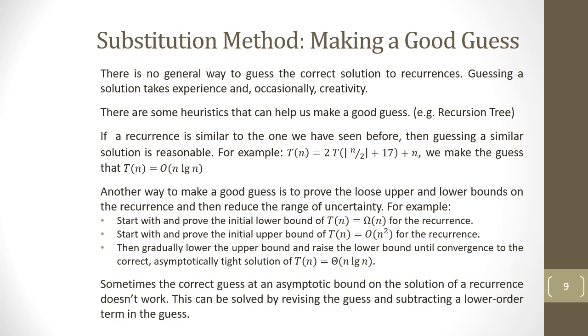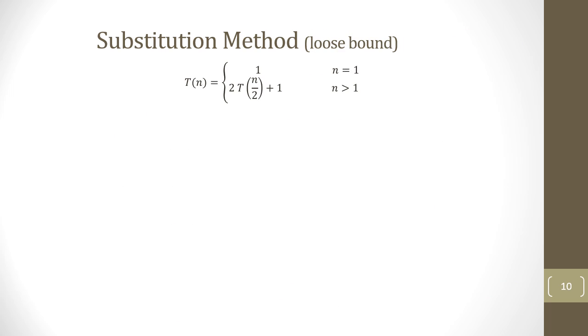Sometimes the correct guess at an asymptotic bound on the solution of a recurrence doesn't work. This can be solved by revising the guess and subtracting a lower order term in the guess, as we will see in the example in the next slide. Let's have a look at this interesting recurrence relation.